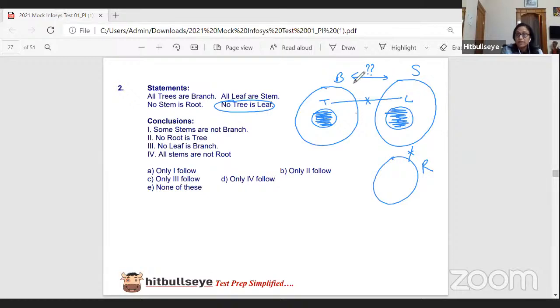So please remember, it's a question mark for me. They may overlap, the circle of B and the circle of S. They may overlap or they may not overlap. It's missing information in the question. Are you all clear with this fact? So whether the outer circle of branch and the outer circle of stem will overlap or not is missing information. So I'm doubtful about it. Yes, everyone clear with this?